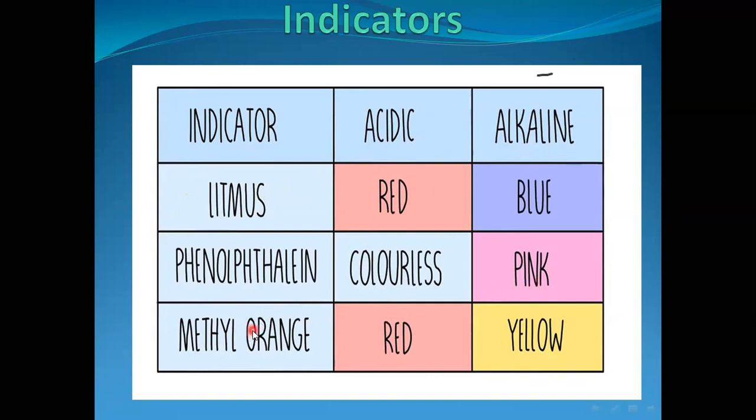Finally, methyl orange. If you add drops of methyl orange into acidic solution, the color will be red. If you add methyl orange into alkaline solution, the color will be yellow. So you have to remember these colors. Litmus: acidic red, alkaline blue. Phenolphthalein: acidic colorless, alkaline pink. Methyl orange: acidic red, alkaline yellow. If you need to remember, what is this? Orange. If you add red to yellow, it will give you orange color.